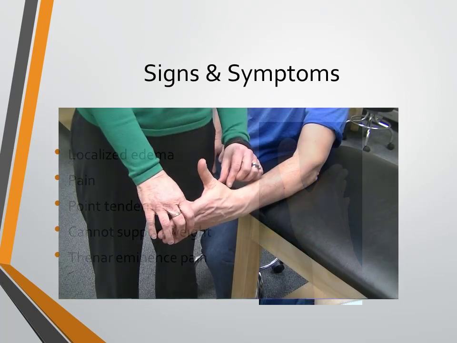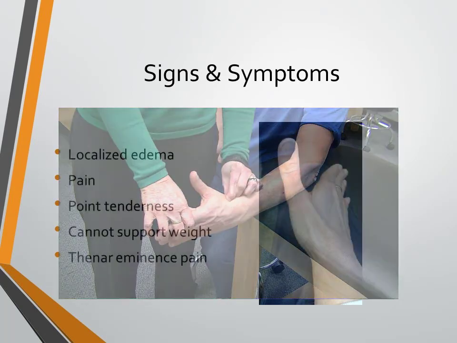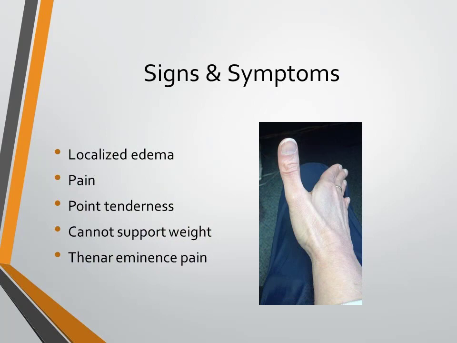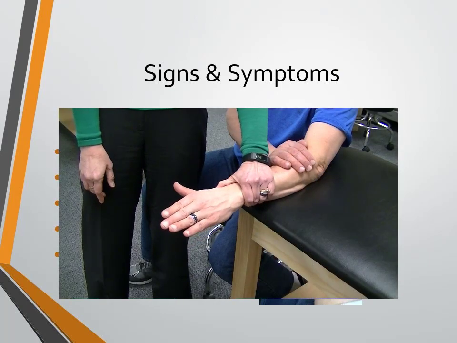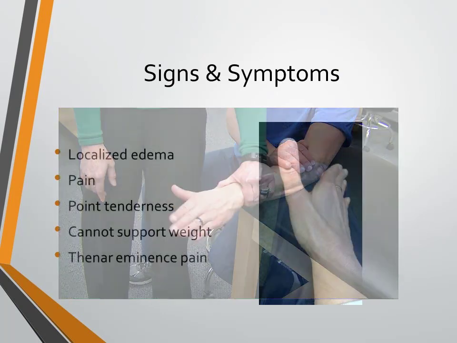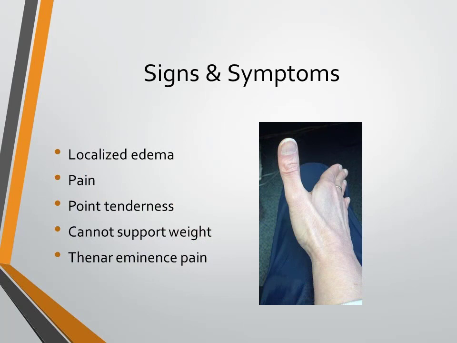Signs and symptoms include localized swelling in the anatomical snuff box. There will also be pain and point tenderness in the snuff box, especially on the floor, and it tends to be accentuated with ulnar deviation because of that concave convex roll of the bones.